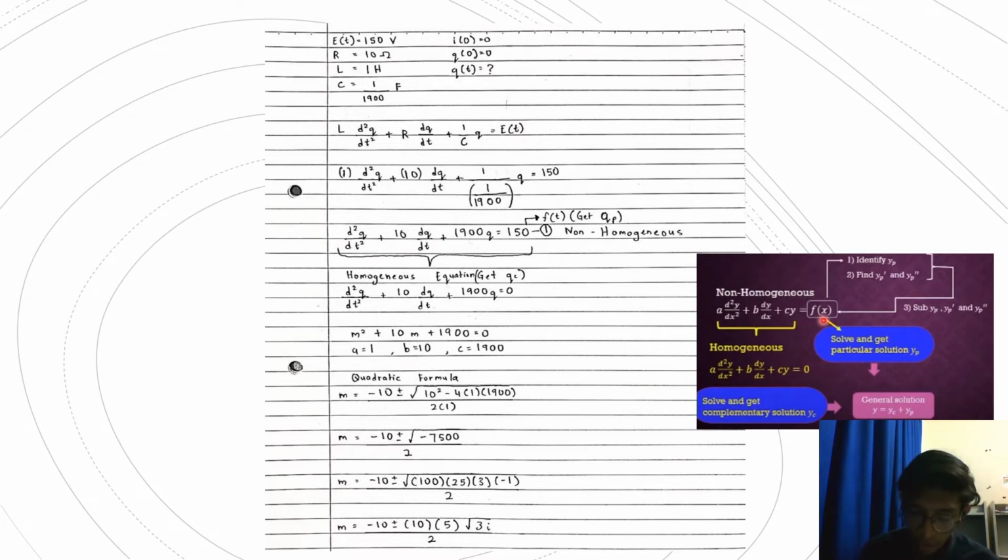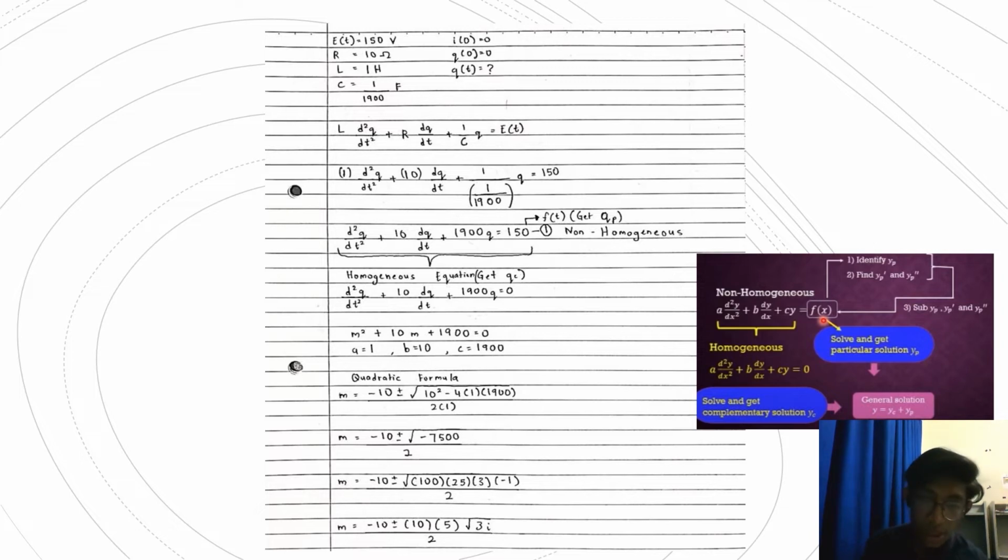I will solve this homogeneous equation by changing the derivatives into m. 1900 is not a derivative, so it is not supposed to have m. After we change the derivatives into m, we get m squared plus 10m plus 1900 equal to 0. This equation does not have real roots, so I use the quadratic formula to solve it.